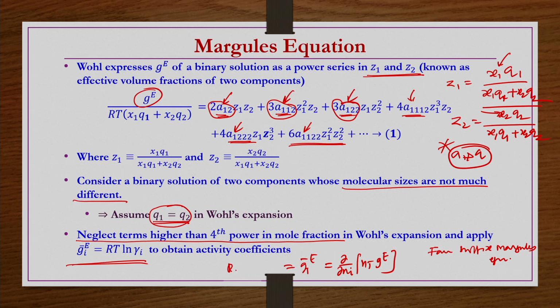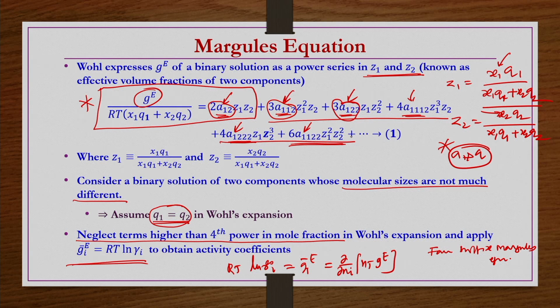So, then you will get the expression for ln gamma i for the 4 suffix Margules equation. Remember, in the previous lecture we took only up to this part, that is, only terms having z1 power 1 and z2 power 1. We have not taken any third power or higher power terms. That is one simplification we have done.